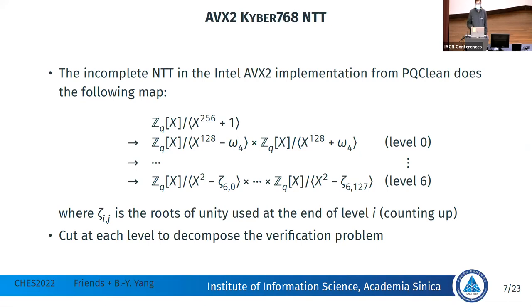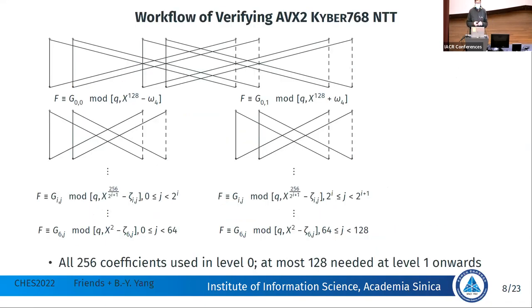It goes from Z_3329[X]/(X^256 + 1) into a bunch of smaller rings multiplied together, where the zetas are the roots of unity. And we decompose the verification problem at each level. But it's actually more complicated than that, because of the complexities of scheduling, and we only use over 256 coefficients in level zero, and then we split it into the top half and the bottom half and do the other six layers separately for top and bottom.